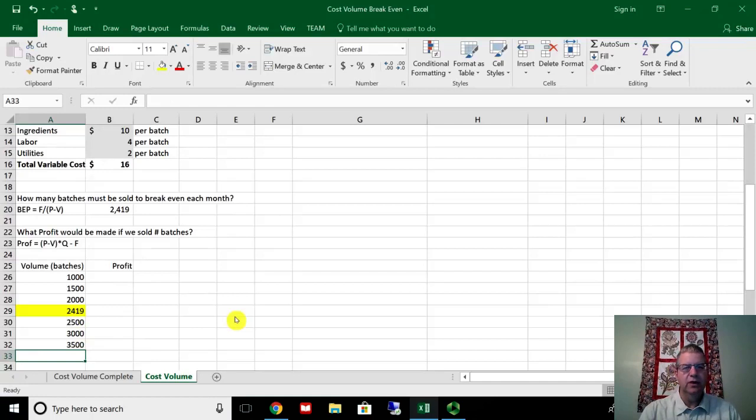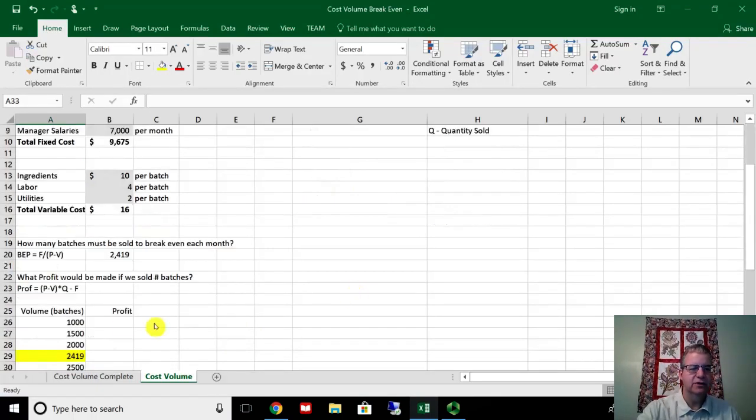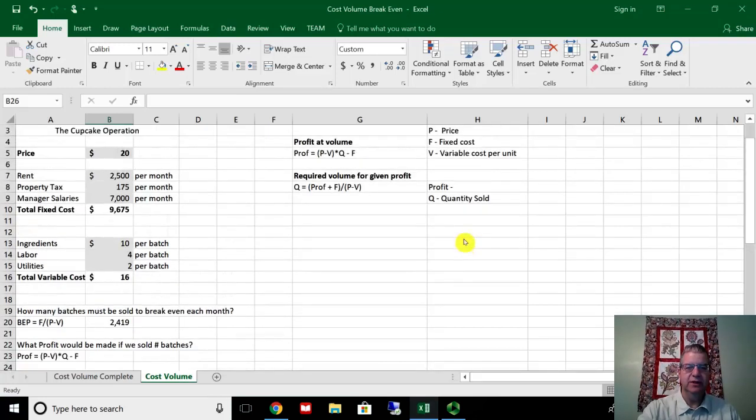Okay, so we know the numbers that we want to check, but now we've got to figure out the profit. So again, let's look at our formula. Profit is our price minus our variable cost, times the quantity, minus the fixed cost. Here's a case where we have to keep up with our absolute referencing, because there are numbers up there like price and fixed cost. Every time we want our fixed cost, we want that cell, B10. If we put the formula here and then copy it down, if we don't do anything special, B10 is going to turn into B11, B12. So let's see what we need to do.